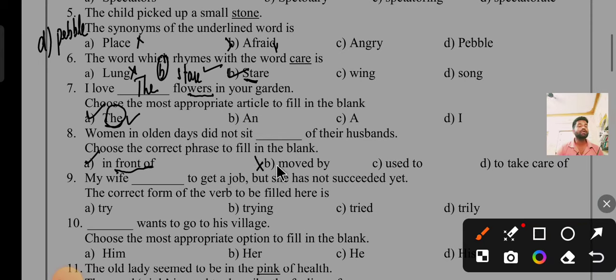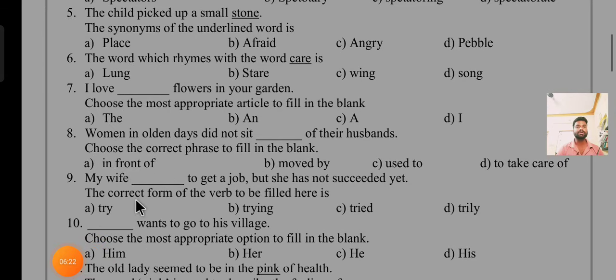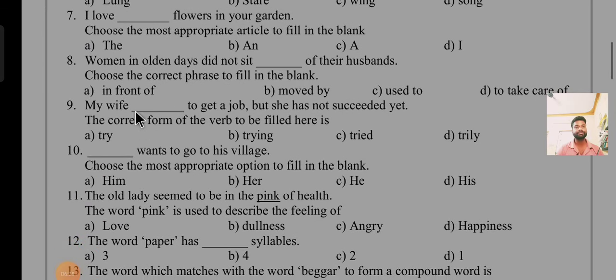Made by, wrong; used to, also wrong; to take care of, all that is also wrong. Here the right answer is in front of. Option A is the right answer, my dear student. In front of: women in olden days did not sit in front of their husbands. Okay, we will move to the next question, the ninth one.